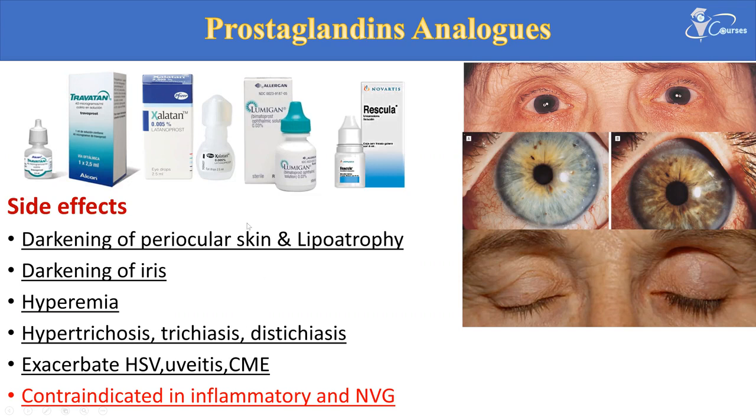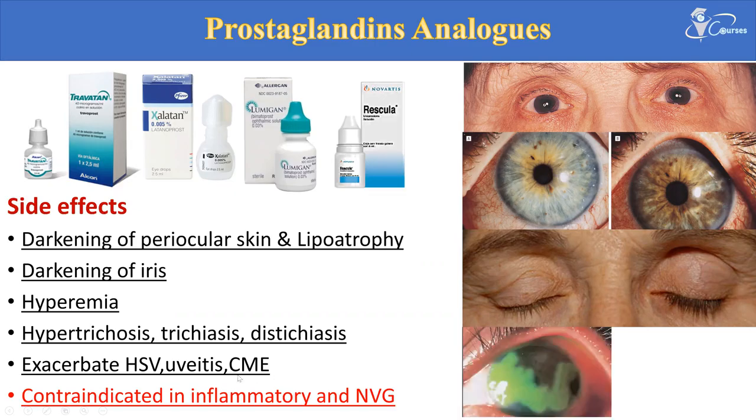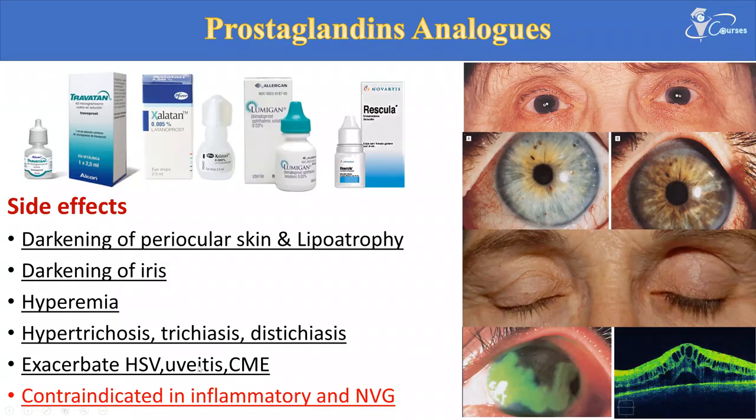Also, the prostaglandin analogs are inflammatory mediators. That's why they exacerbate herpes simplex virus infection. They may cause geographical ulcers in patients who have herpes simplex virus, and also exacerbate uveitis, causing cystoid macular edema. Prostaglandin analogs shouldn't be used in inflammatory and neovascular glaucoma. Remember, this is a contraindication: they shouldn't be given for inflammatory and neovascular glaucoma.